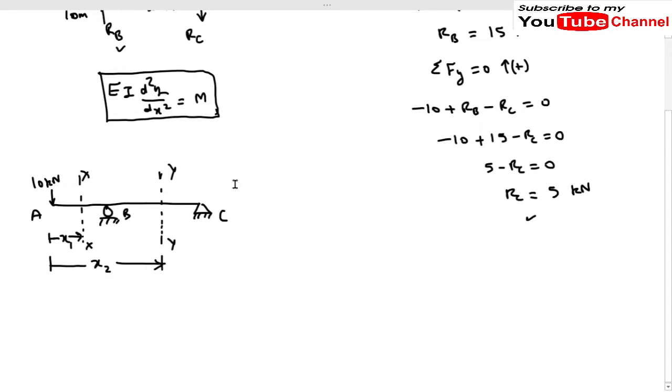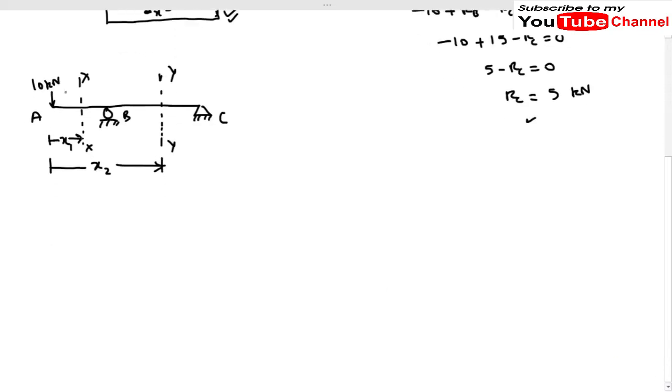Now we will write this relationship, which is EI d²y/dx² equal to M, for these two sections. Then we will use the boundary conditions to find the constants, and ultimately after finding the constants we will get our elastic curve equations. So let us see how we will solve this problem.